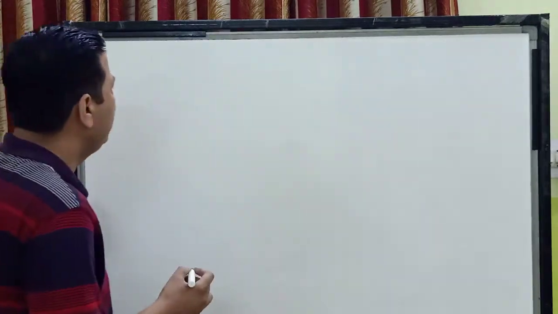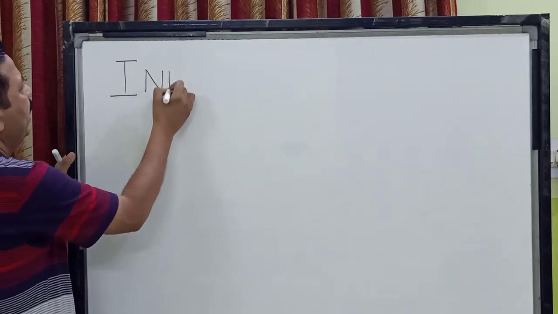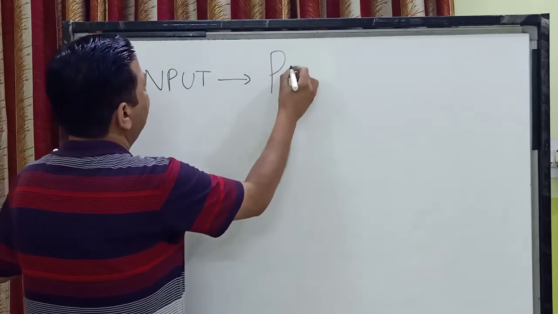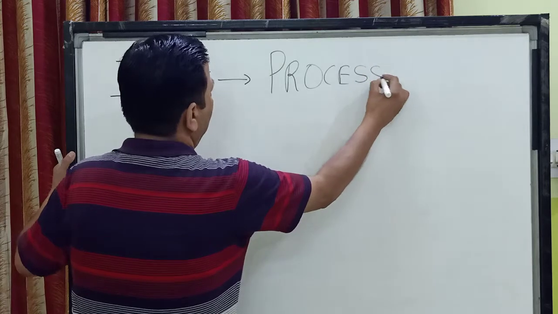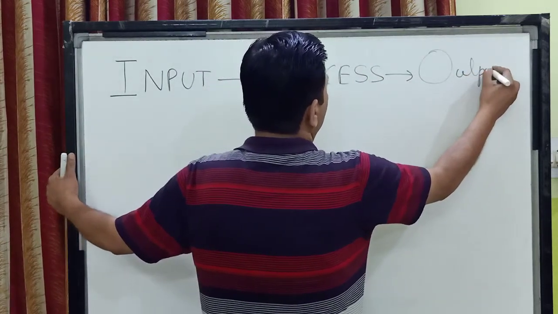Basically a program is a task which you perform, and children, whenever we do any task in our life, we have to follow 3 steps which I am going to discuss today. These 3 steps are, first of all, the first step is the input. Then after the input, the next step is the process, and finally we have the last step, that is called the output.